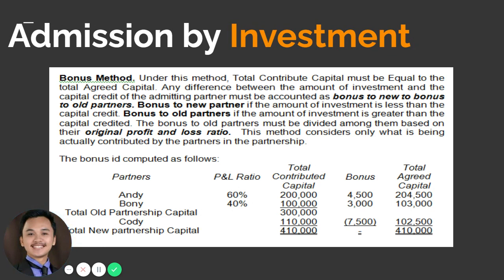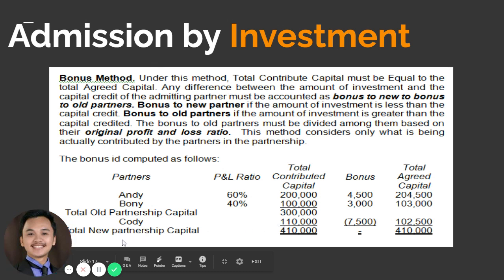So, for example, we have there to compute for the bonus method. So, earlier na amantay old nga capital investment by Andy and Bonnie of 200,000 and 300,000. So mo ni ang total contributed capital or TCC, and then mo ni ang ilang TAC. So diri sa TCC, unahon na to og account si TCC. So old partnership capital is 300,000 and then nag-invest daw si Cody og 110,000. So 110,000 is for how much? For 25% of the interest in the partnership.